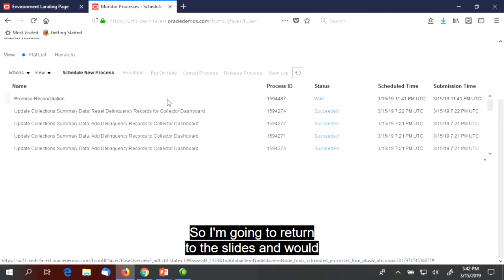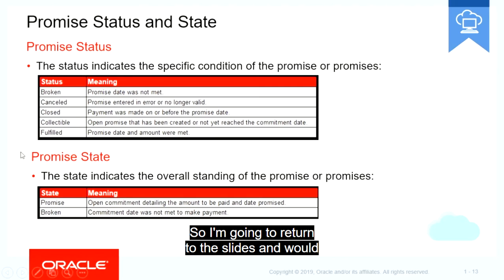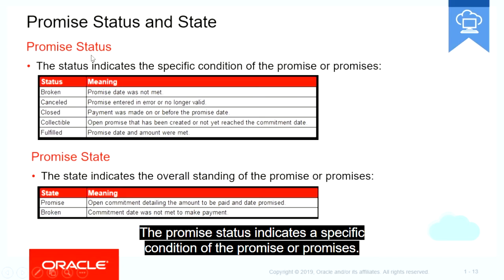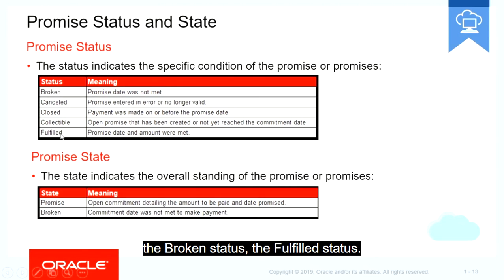So I'm going to return to the slides, and we'd like to talk about statuses and states. So first, let's focus on promise status. The promise status indicates the specific condition of the promise or promises. So you can see here some of the statuses that I mentioned: the broken status, the fulfilled status, so that means that the payment was made.